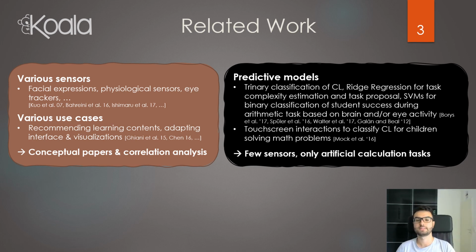On the other hand, there are some papers that go a step beyond and try to really train predictive models. For example, a ridge regression model to estimate the task complexity, or SVMs for binary classification if the student will succeed or fail.